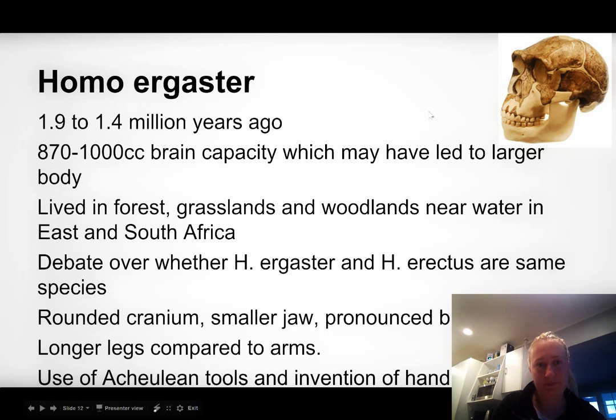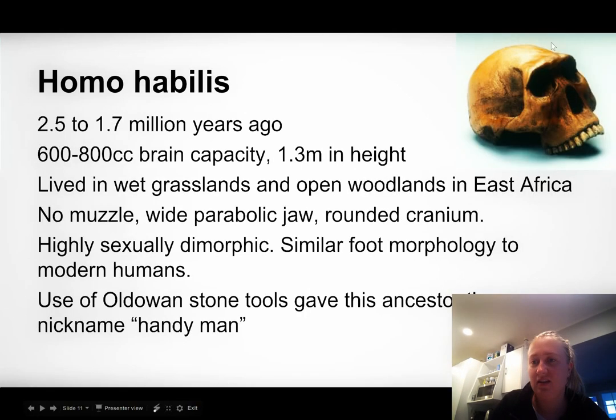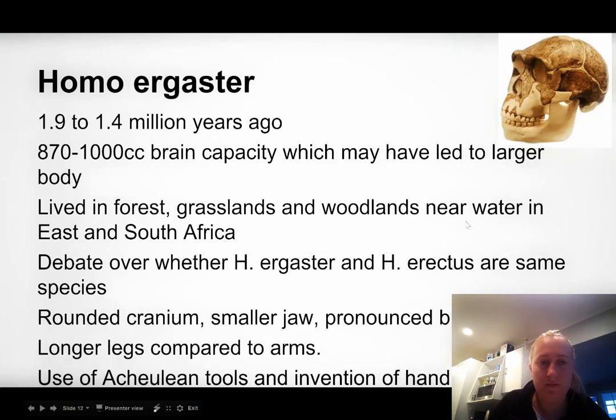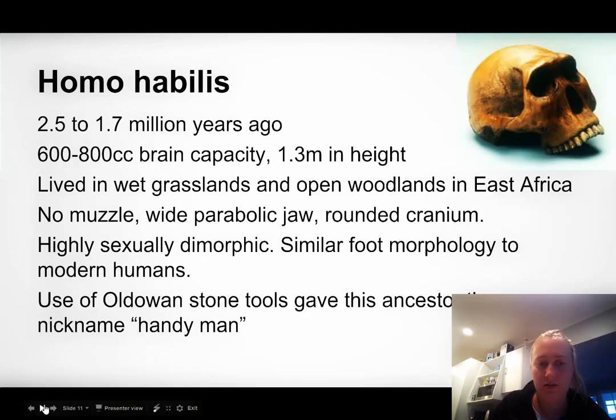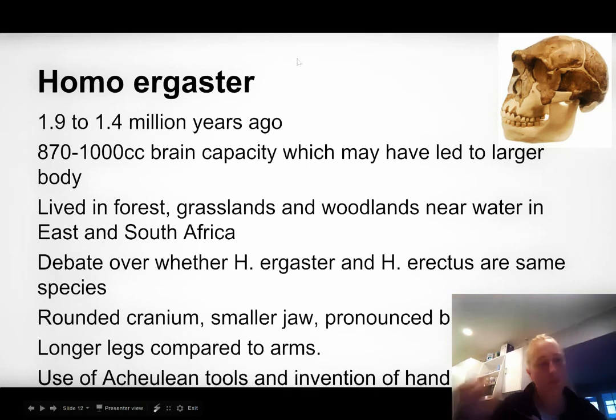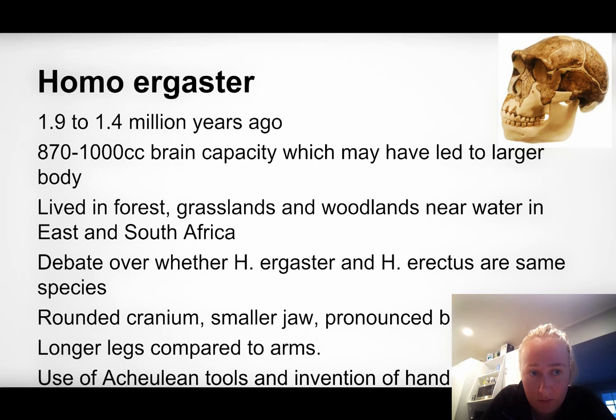Homo ergaster. If you look at this, and if we go back to Homo habilis, this one actually looks more like us than what Homo ergaster does. He's got that kind of big jaw again, and this big kind of not quite so rounded cranium that we saw in Homo habilis. So Homo ergaster, 1.9 to 1.4 million years ago. And again, a big range in brain capacity here, 870 to 1,000 cc's in brain capacity.